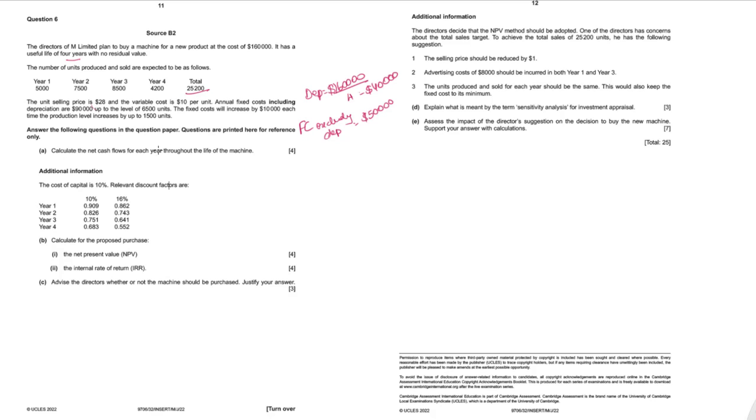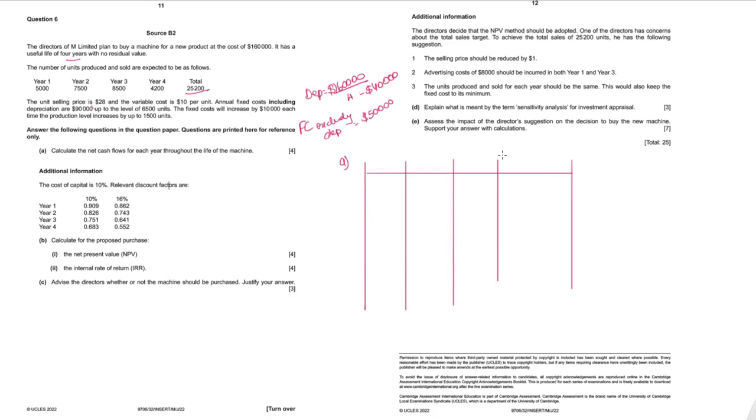Part A, calculate the net cash flows for each year throughout the life of the machine. Okay, we can do that using a table. We'll have one column for output, then we'll have one column for revenues, or we can directly write, let's say, contribution, because selling price per unit and variable cost per unit is given. We can directly multiply it with the contribution per unit. Then we can have one column for fixed cost, and finally we'll have the last column for cash flows. So here, output, contribution, fixed cost, and cash flow.